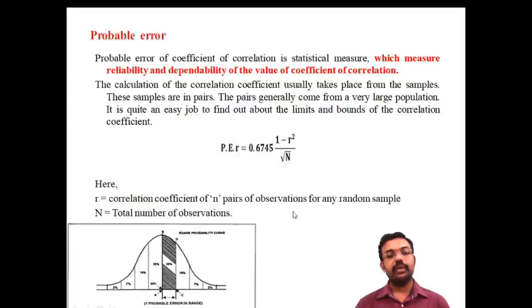N means the total number of observations. And this is the probable error: probable error equals 0.6745 into (1 minus r square) divided by root n. The probable error is a statistical measure which measures the reliability and dependability of the value of the coefficient of correlation. This is a graphical representation of the probable error.